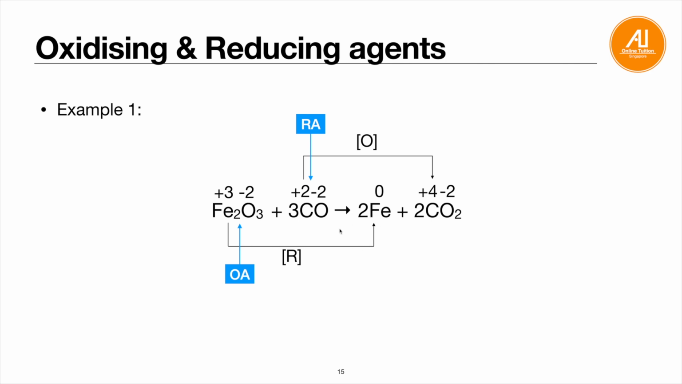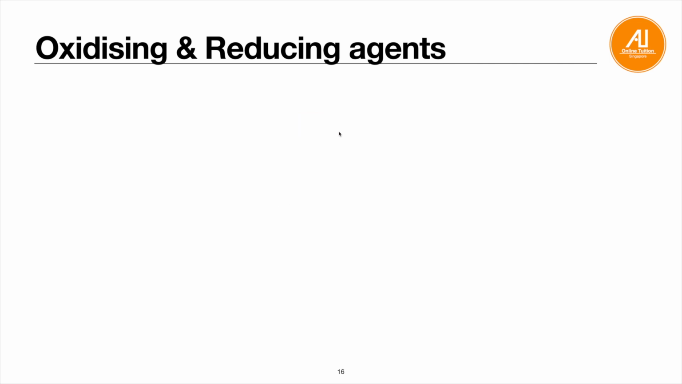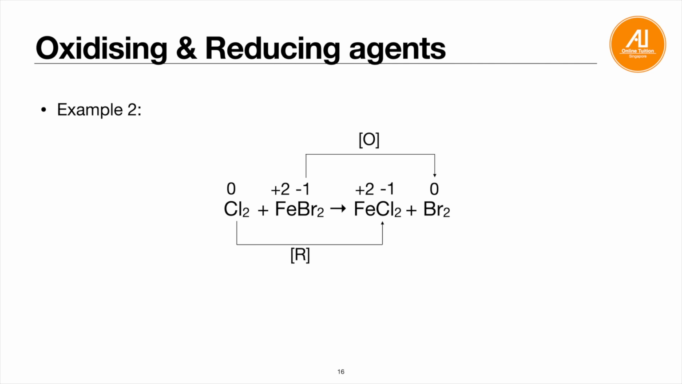So I repeat again, an easy way to remember is: the substance that actually reduces is an OA, and the substance that actually oxidizes is an RA. Let's look at one more example. This one, Cl2 plus FeBr2 gives you FeCl2 plus Br2.